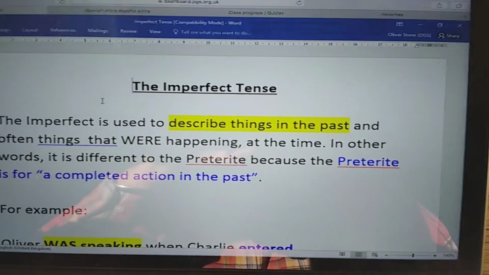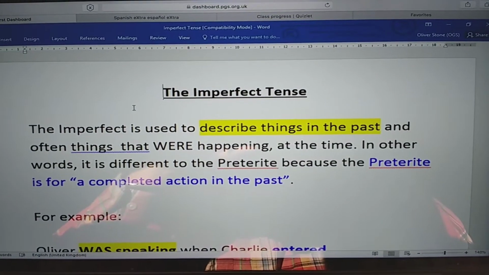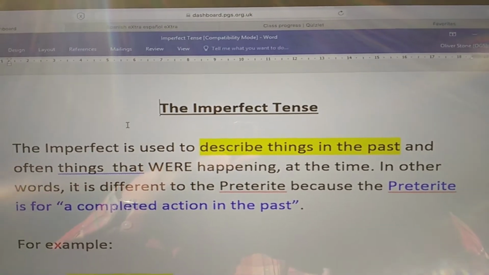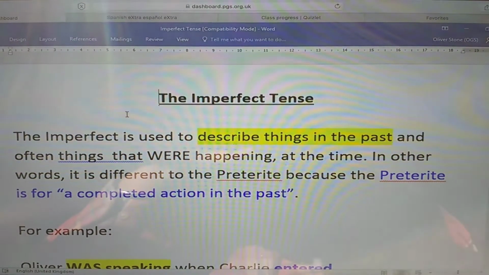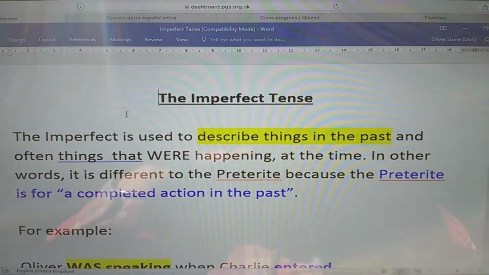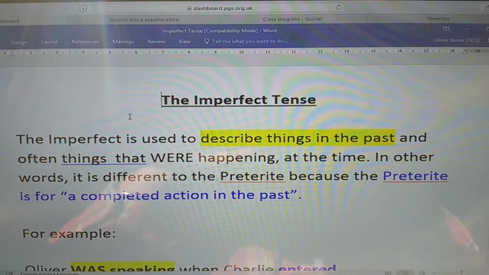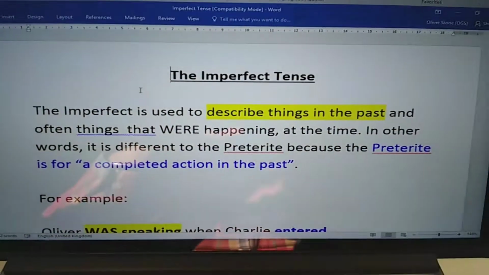So it's different from the preterite because the preterite is always used for what we call a completed action in the past. So, for example, I ate the apple. I went to the cinema. Okay, whereas the imperfect is for describing what was happening at the time. In fact, there's a little example here.